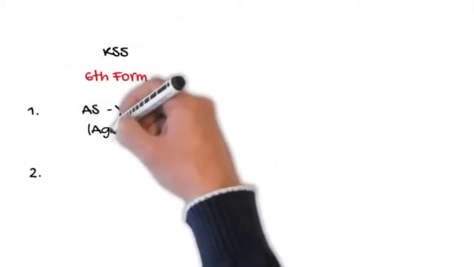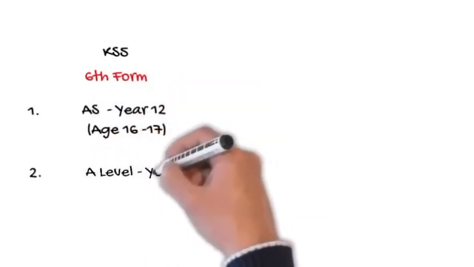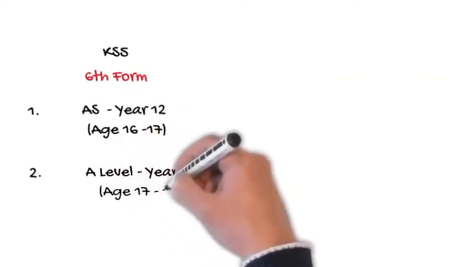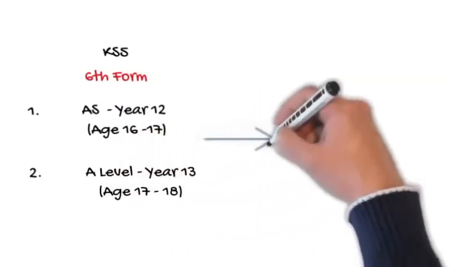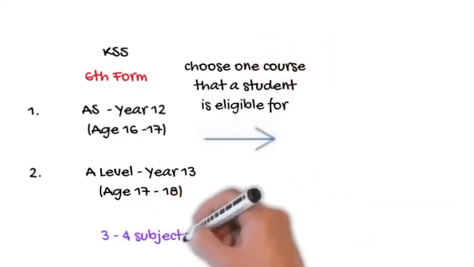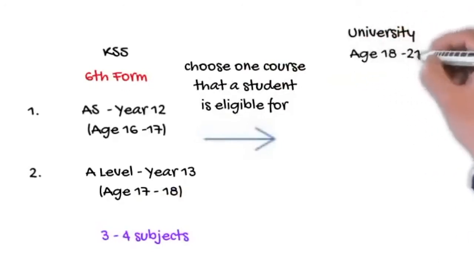KS5 is for the 6th form, and it comprises 2 levels, sometimes called the AS in the first year and A in the second year. The 6th form really focuses on the A-level examinations. This exam will determine the course that a student will be eligible for in university. Generally, students take 3 or 4 subjects.